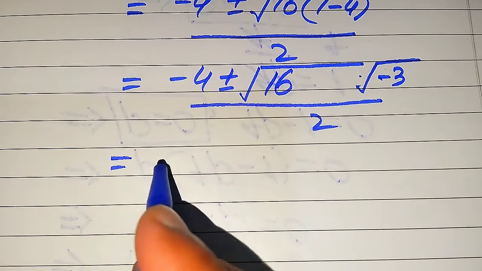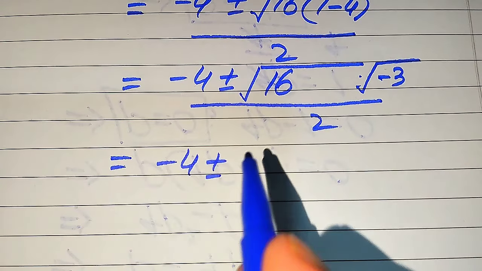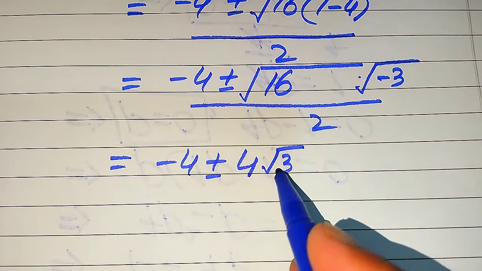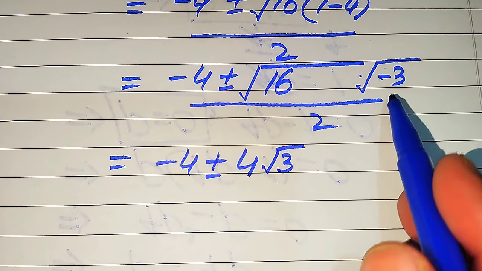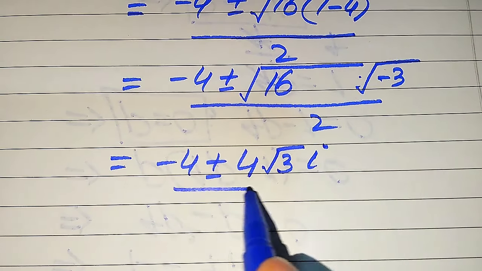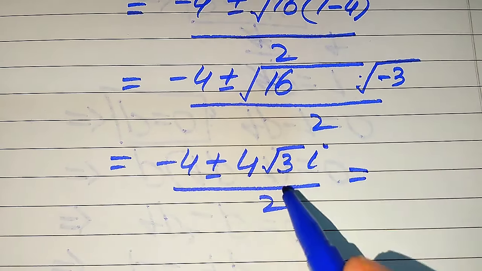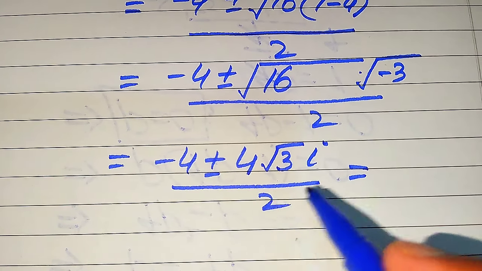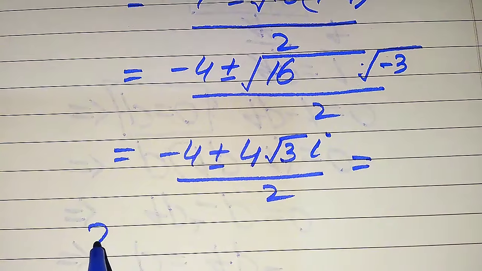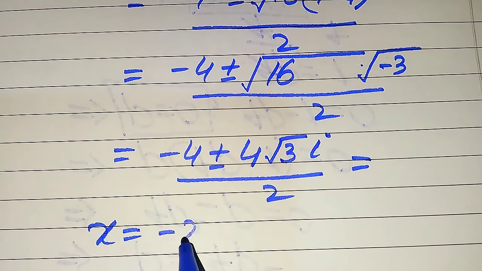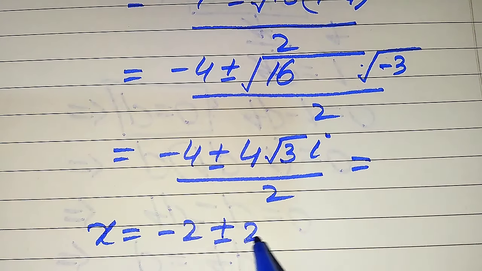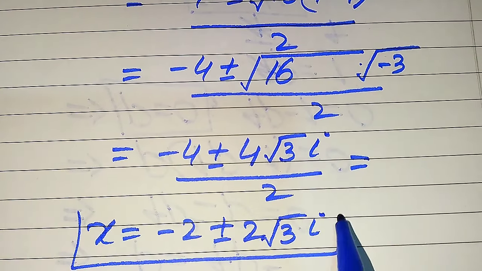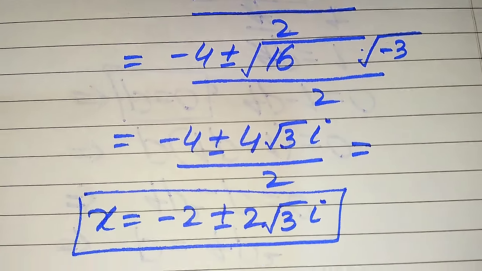And now we have minus 4 plus minus, we know that square root of 16 becomes 4, and this is square root of minus 3, and we know that square root of minus 1 becomes iota, divided by 2. So here we separate the square root on both of these terms, and when we simplify these fractions it becomes minus 2 plus minus 2 times square root of 3 into iota. So these are the other two complex roots of the given equation.